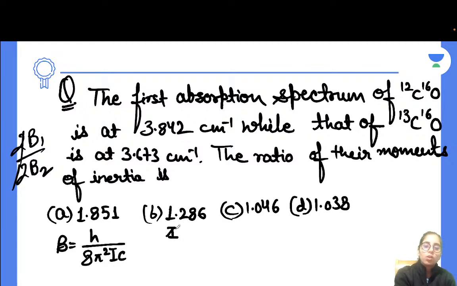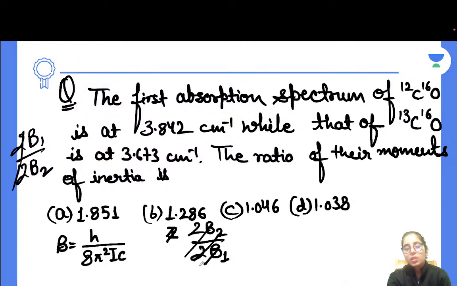So in that case also I can say 2B2 upon 2B1. Should I take it this way? No. Reason? You can see all the option values are going to be greater than 1. So if I take the smaller value in the numerator and the larger in the denominator, my answer will not be greater than 1.